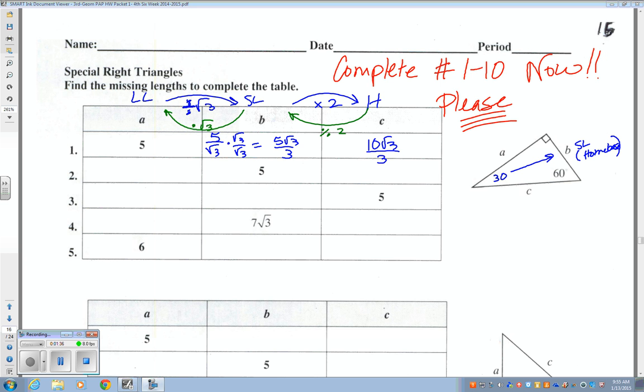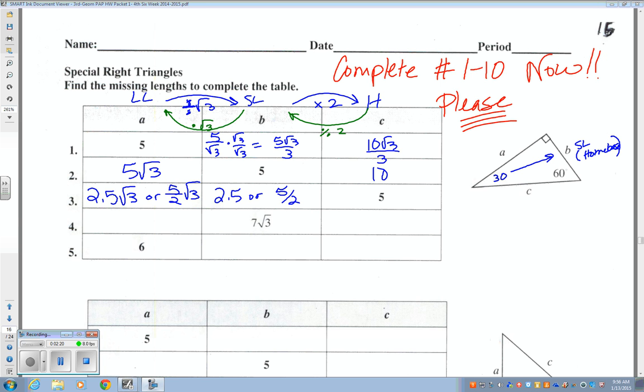Now I have the short leg. This is where it's easier. If I have the short leg, it's 5. What's the hypotenuse? 10. Short leg is 5. What's the long leg? 5 square root of 3. Now I have the hypotenuse. I need to go to the short leg. The hypotenuse is 5, so the short leg is going to be 2.5, or 5 divided by 2. That's a simplified fraction. Now from here, short leg to long leg, we're going to have to multiply by square root of 3. So I would accept this, or you could say 5 divided by 2 root 3. Either one I would accept.